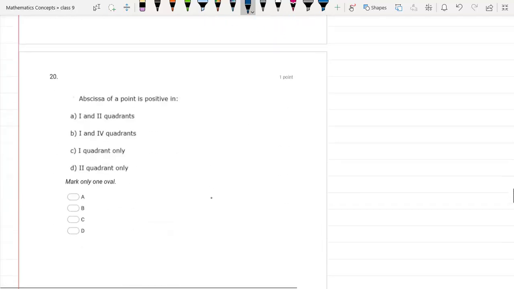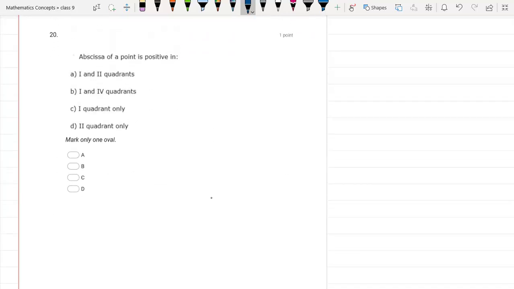Then question number 20. The abscissa of a point is positive in... We all know abscissa is the x coordinate.